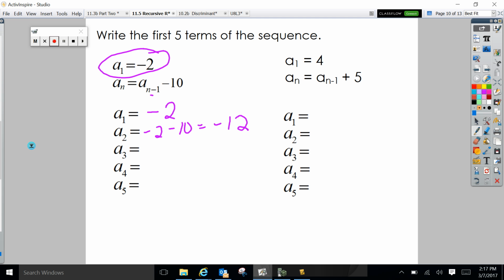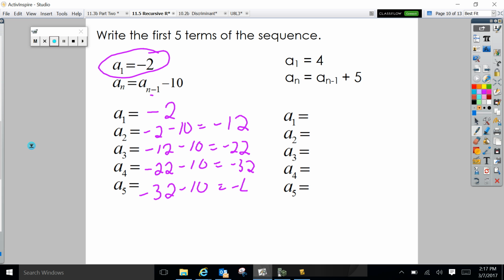To find the third term, you use that negative 12, you subtract 10. Negative 12 minus 10 is negative 22. For the fourth term, you use the previous term, so negative 22 minus 10, negative 32. Use the previous term again, negative 32 minus 10. The fifth term is going to be negative 42.